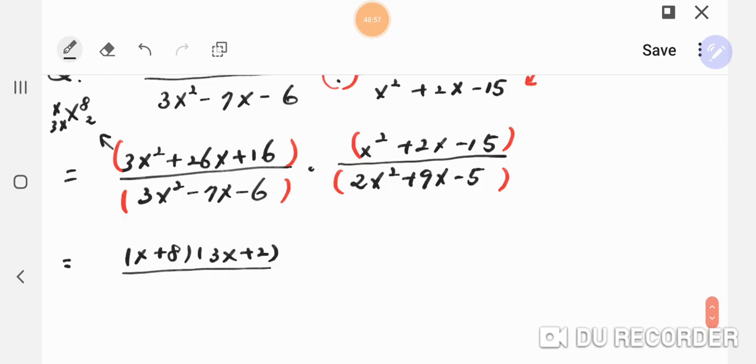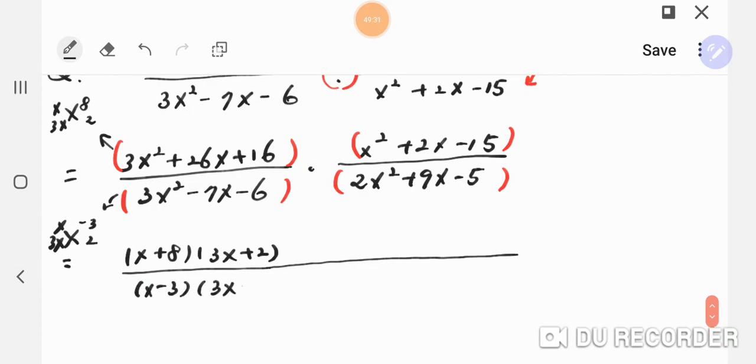divided by, let's extend the fraction bar. Then this part will be x times 3x. Okay, 6 is 2 times 3 or 3 times 2. So I think I better use 3 times 2 so that the negative sign goes here. So this will be negative 9 plus 2 is negative 7. So this will be x minus 3, 3x plus 2.